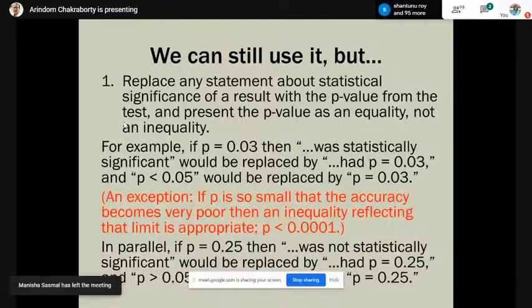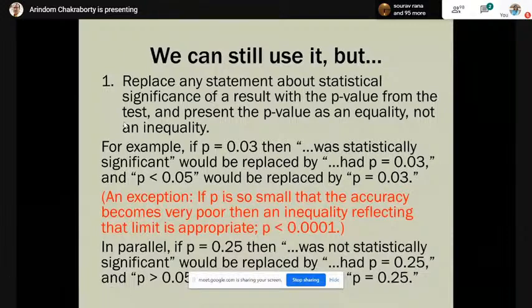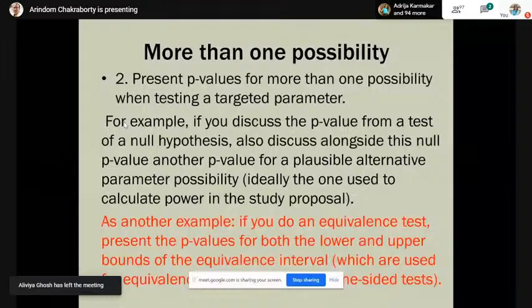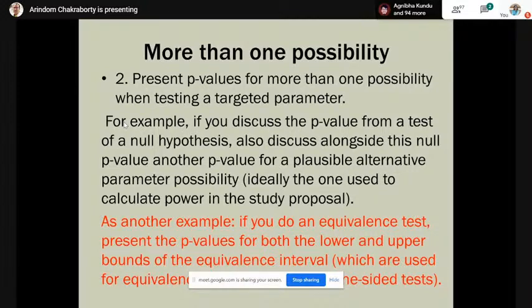Okay. Present p-values for more than one possibility when testing a targeted parameter. For example, if you discuss the p-value from a test of the null hypothesis, also discuss alongside this null p-value another p-value for a plausible alternate parameter possibility, ideally the one used to calculate the power in the study proposal. So you should consider more than one possibility. If you do an equivalence test, this is another example. Present the p-values for both the lower and upper bounds of the equivalence interval. So what we are saying is that you should try to think about more than one possibility.